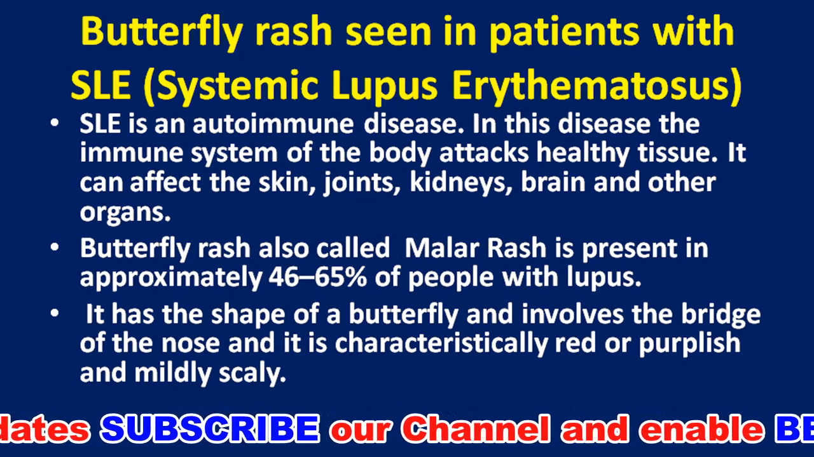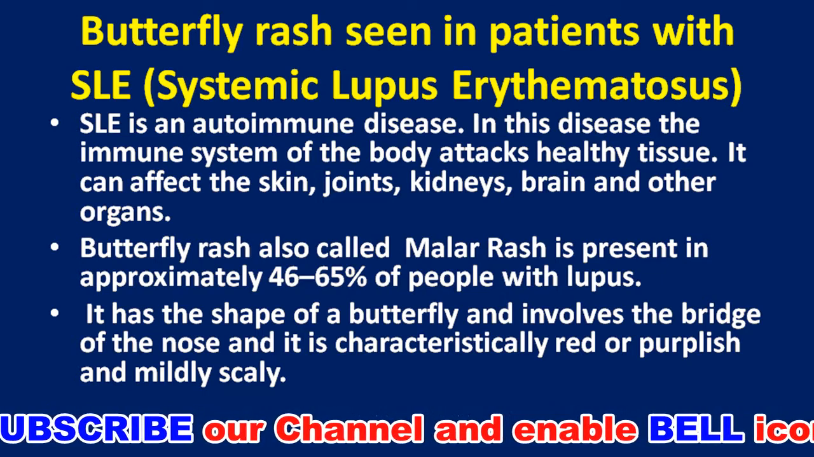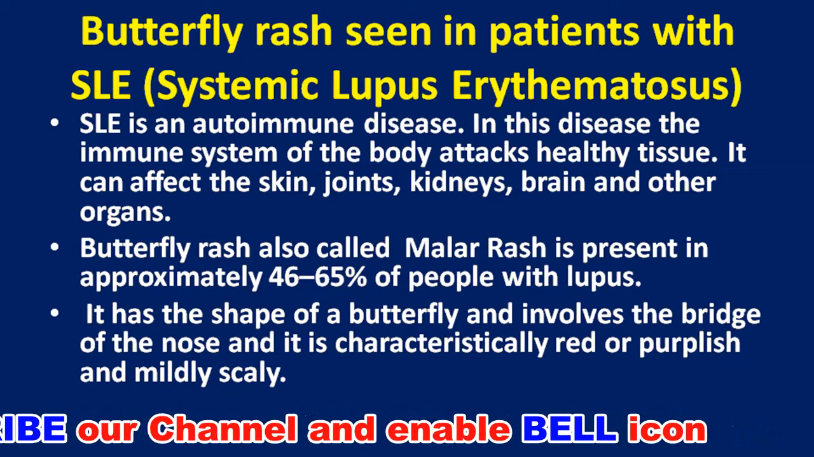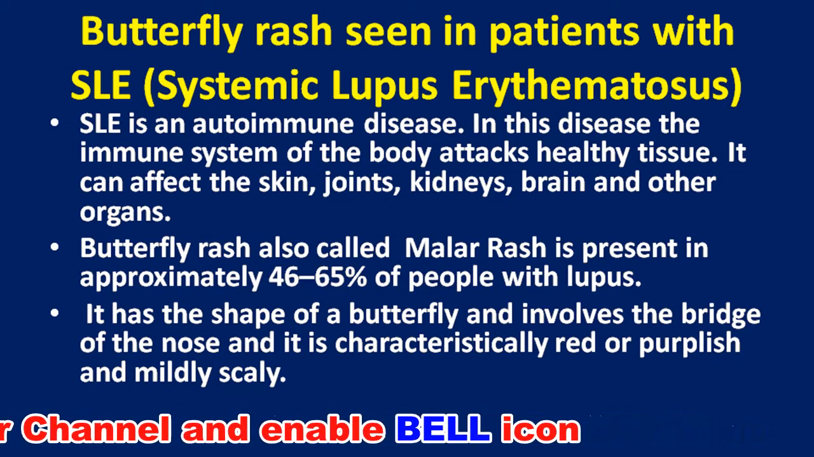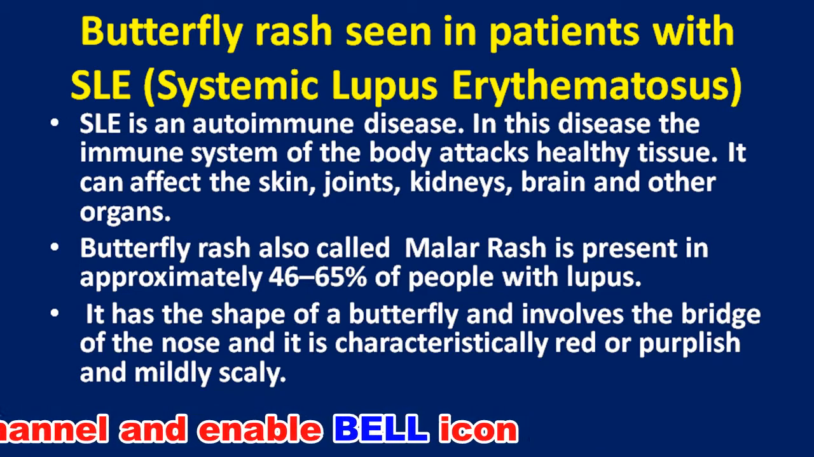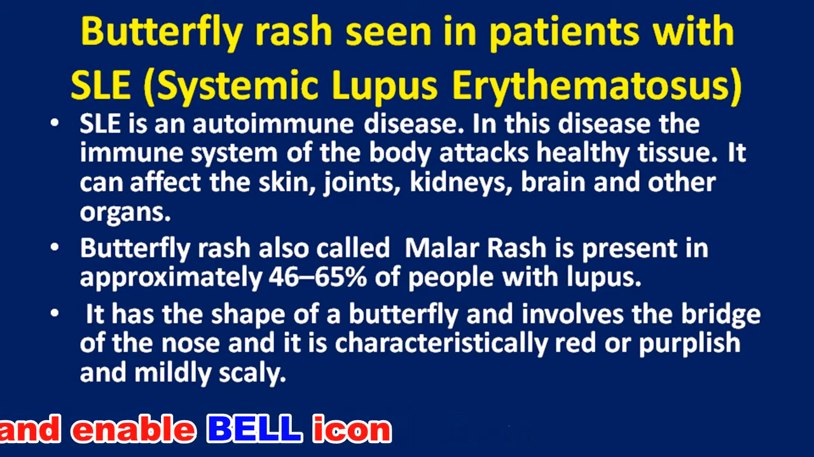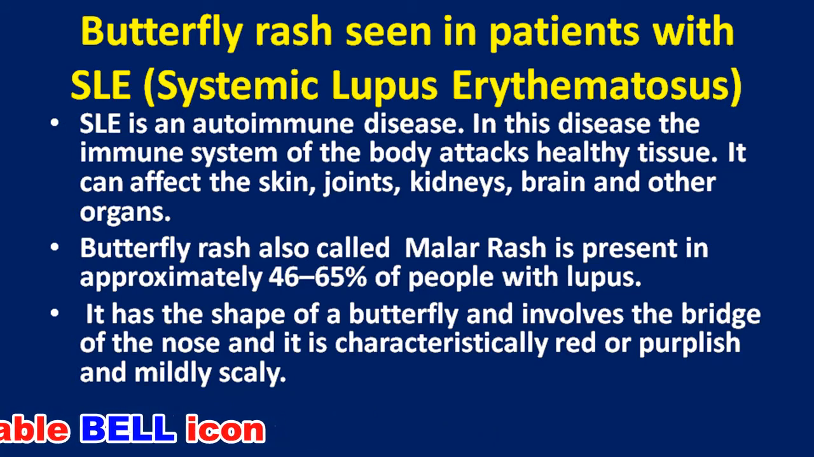Butterfly rash, also called malar rash, is present in approximately 46 to 65% of people with lupus. It has the shape of a butterfly, that's why it is called butterfly rash, and involves the bridge of the nose, and it is characteristically red or purplish and mildly scaly.